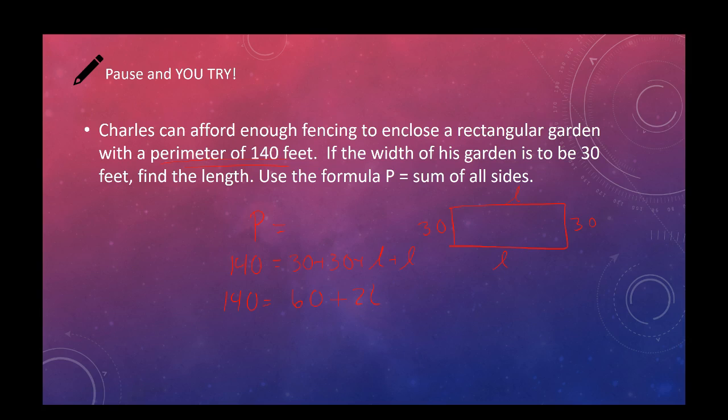Okay, so that one might have been a little tricky if you forgot. We don't just have one pair of these, we have two. So we have to double the width and double the length to get to the perimeter of a rectangle. Now I can solve this by subtracting 60, and that's going to give me 80 left. And then divide by the 2, and you're going to get a length of 40, and that would be 40 feet. Okay, so make sure you take note of this if you were missing two of those sides.